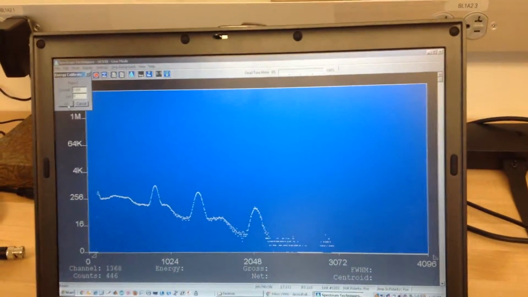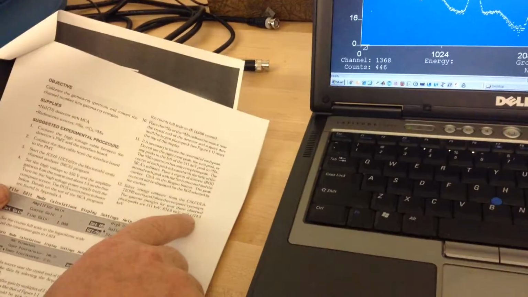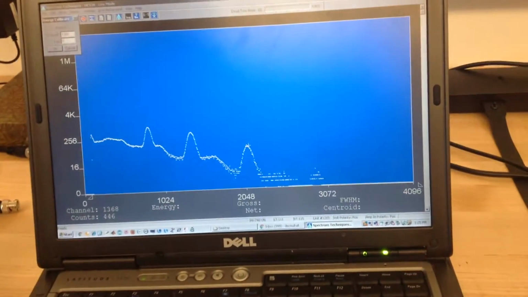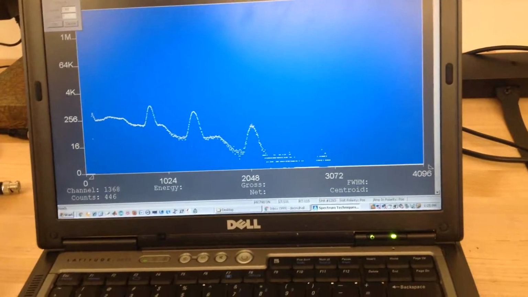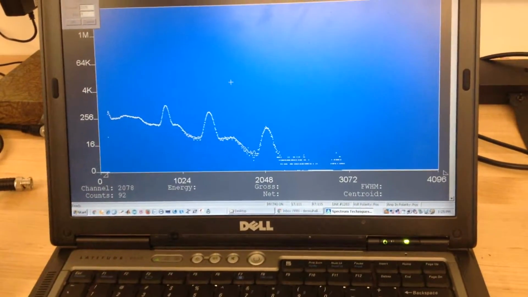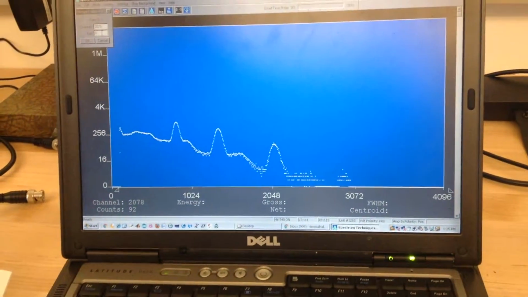Okay, and then point three is 1274.5. And that is over here. I'm going to ballpark it there. You can use the software to do better than just ballparking it, but I'm just demoing it here.